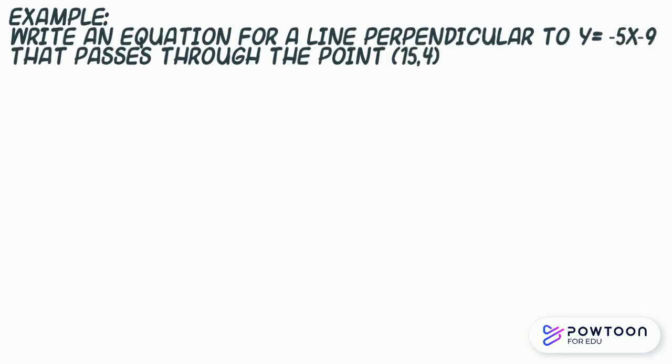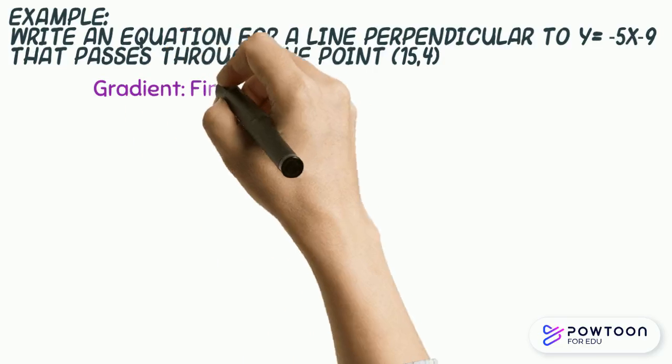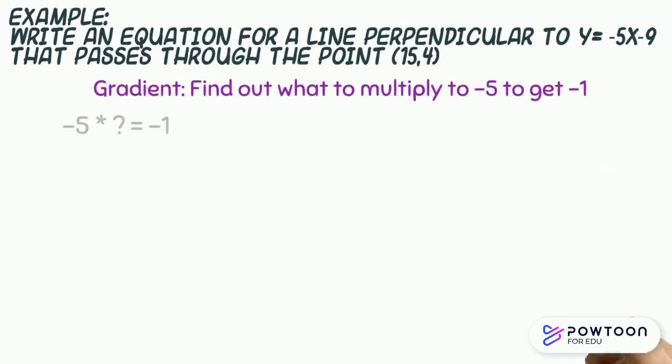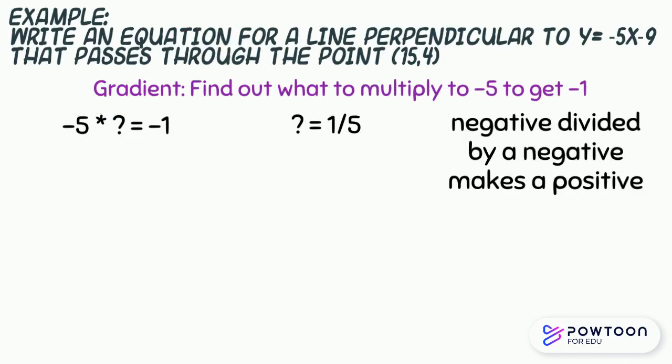In this next example, we're going to write an equation for a line perpendicular to the line y equals -5x minus 9 that also passes through the point (15, 4). So again, we need to first find the gradient, which is figure out what multiplies to -5 to get -1. And in this case, it's going to be 1/5.